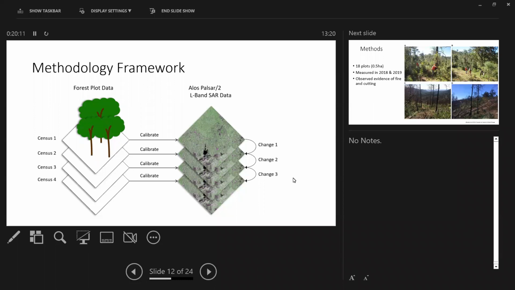We were going to have forest plots that we censused throughout time, so we understand what is happening on the ground in these forests, what stems are being lost, how much biomass is being lost. We will have ALOS data for the corresponding time steps. Then we will perform a regression analysis to calibrate the radar data and create an equation to convert backscatter into biomass. Obviously we can do that for multiple time steps to estimate change.